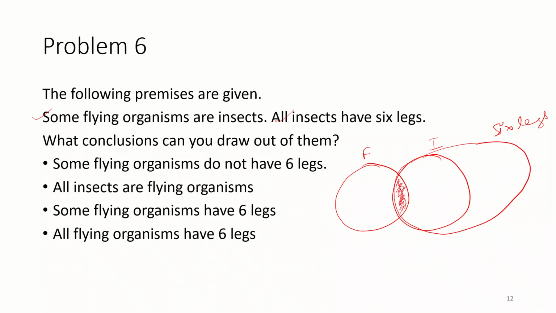And all flying organisms have 6 legs? No. Is it only this population that has 6 legs? All flying organisms have 6 legs? Some flying organisms, some organisms have only one. These populations may not have 6 legs. Now this Venn diagram is very well explained.